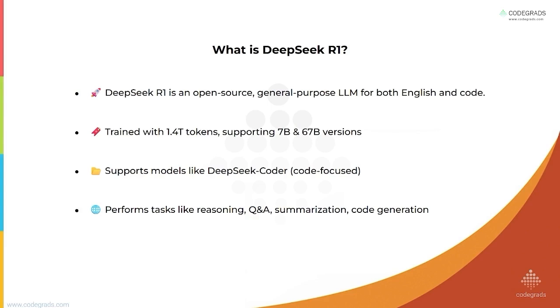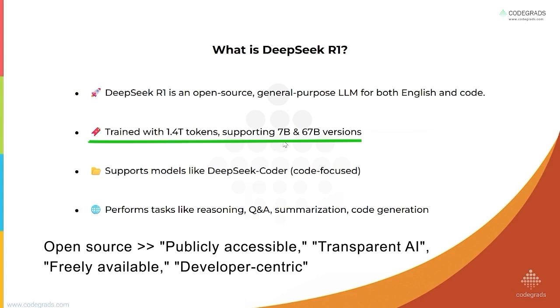So starting with the introduction, it is an open source, as we know, general purpose LLM for both English and code. So we can use Deepseek R1 for textual output and for coding also. It is trained with 1.4 trillion tokens, which is quite big data, and it supports 7 billion and 57 billion versions. There are also middle versions in between, which we can use for our personalized tasks.